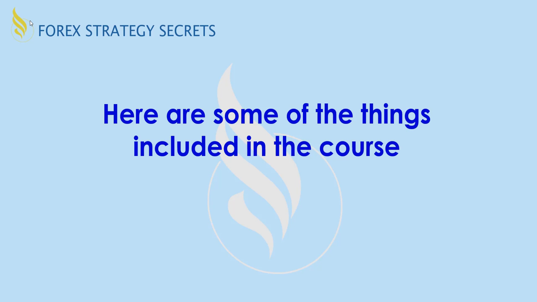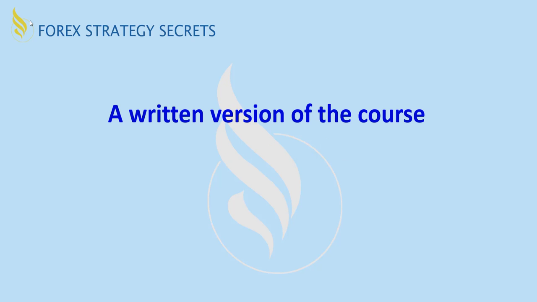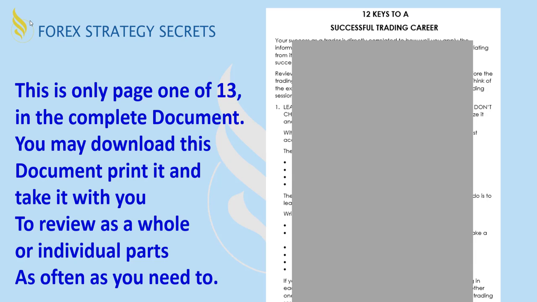Now here are some of the things that are included in the course. We showed you a lot of the things, but we have a written version of the course. Here's 12 keys to a successful trading career. Now this is one of 13 pages, so it's quite long for something that we have written. We have never written anything before to describe the course. It's all just videos. So this document, once you get it, you can print it off and take it with you. I would suggest that you have it someplace.